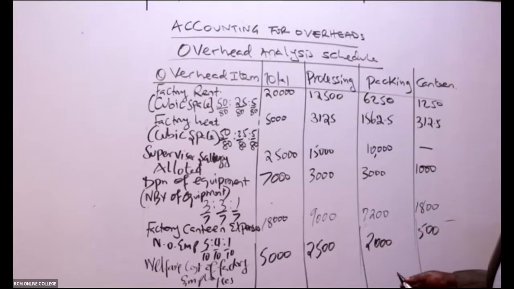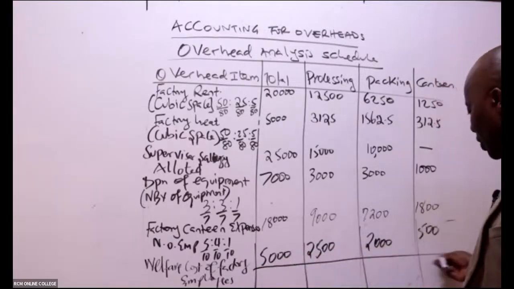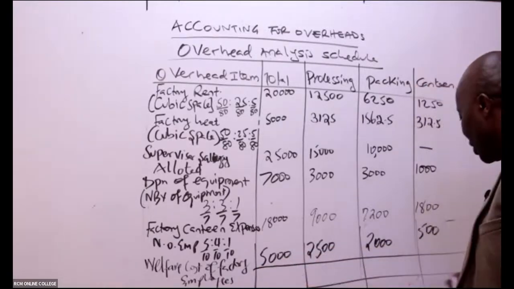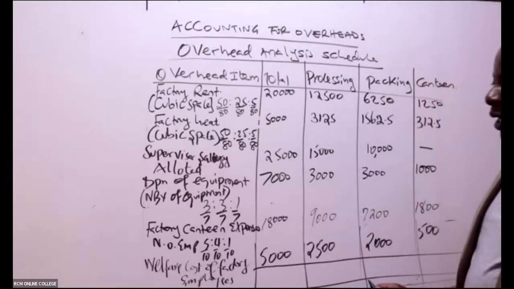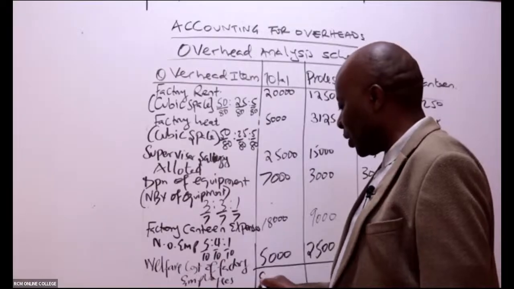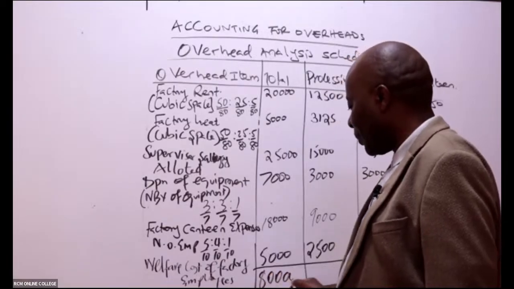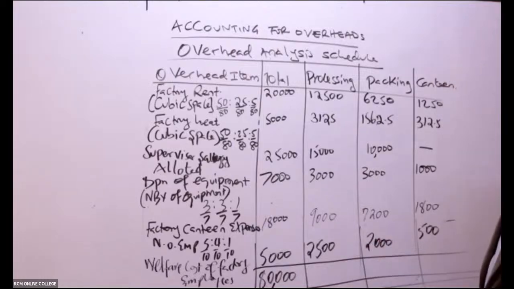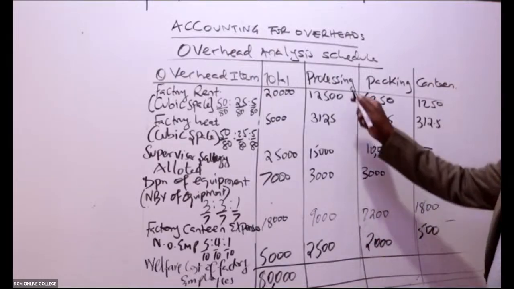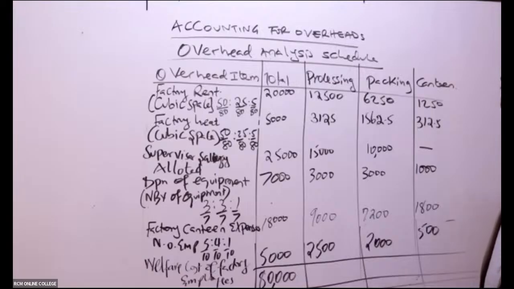Now, ladies and gentlemen, we have finished doing the apportionment and allotments. Now come and give us the total. The total here is 80,000, which is given in the question. So you expect these three totals to add up to that 80,000. Can somebody give me the total for processing with your calculator?